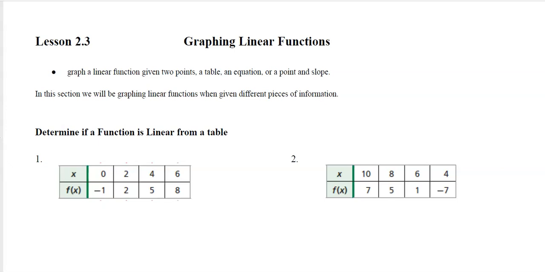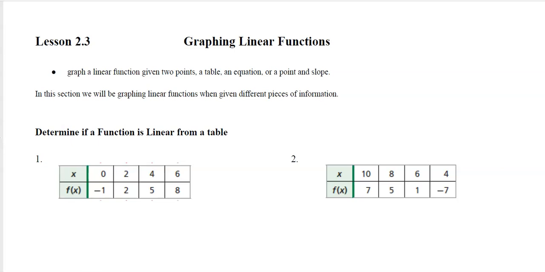All right, lesson 2.3, graphing linear functions. Should be a lot of review from Algebra 1, slopes and intercepts and a little bit of standard form in there, so we'll mix a few things in you might need to brush up on. But here we go. So first thing is we need to determine if a function is linear from a table.